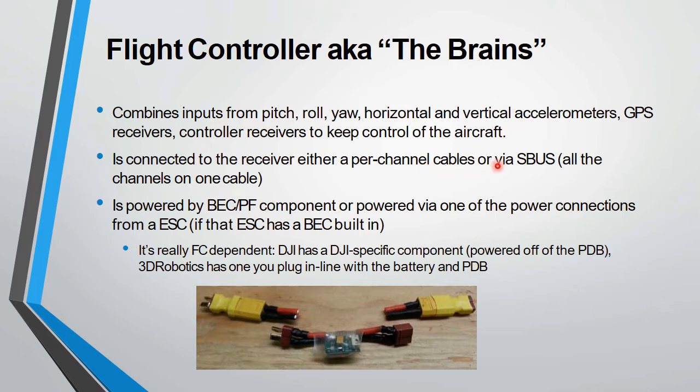It is connected to the receiver either via per-channel cables or via S-bus, all the channels on one cable. It is powered by a BEC component or via one of the power connections from the ESC, if that ESC has a BEC built in. So it's really FC dependent. DJI has a DJI-specific component powered off of the PDB. 3D Robotics has one you plug in line with the battery and PDB.